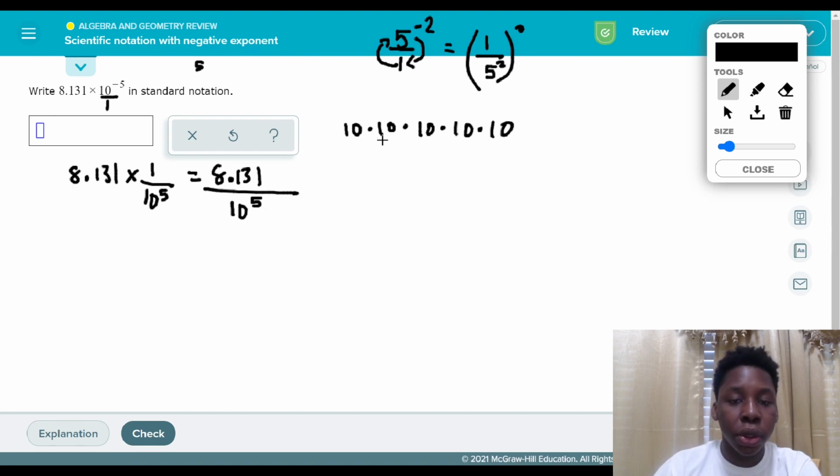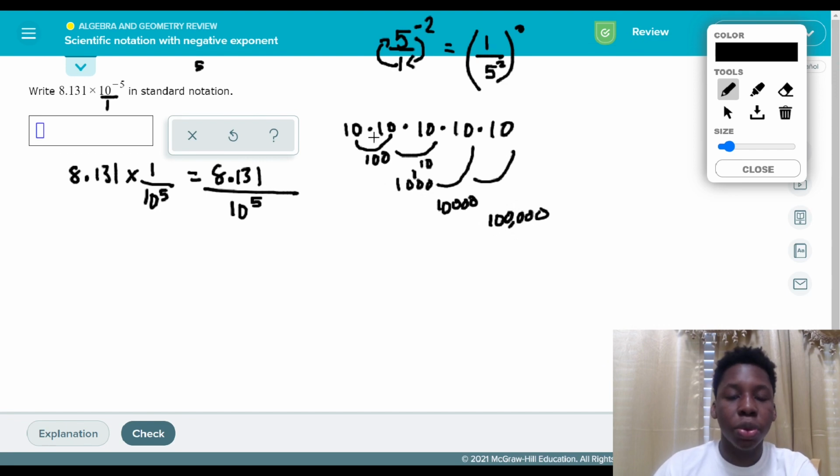Okay, so 10 times 10 equals what? Equals 100, right? And then this 100, because we want to try to find 10 to the power 5, this 100 times the 10 equals 1000, right? And so 1000 times the 10 equals 10,000. Okay, and then this 10,000 and the last 10 equals 100,000.